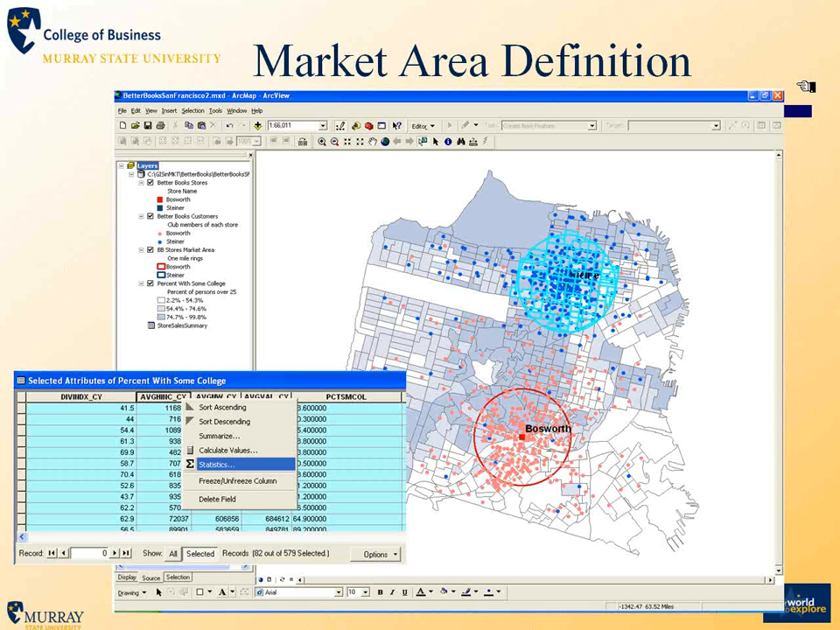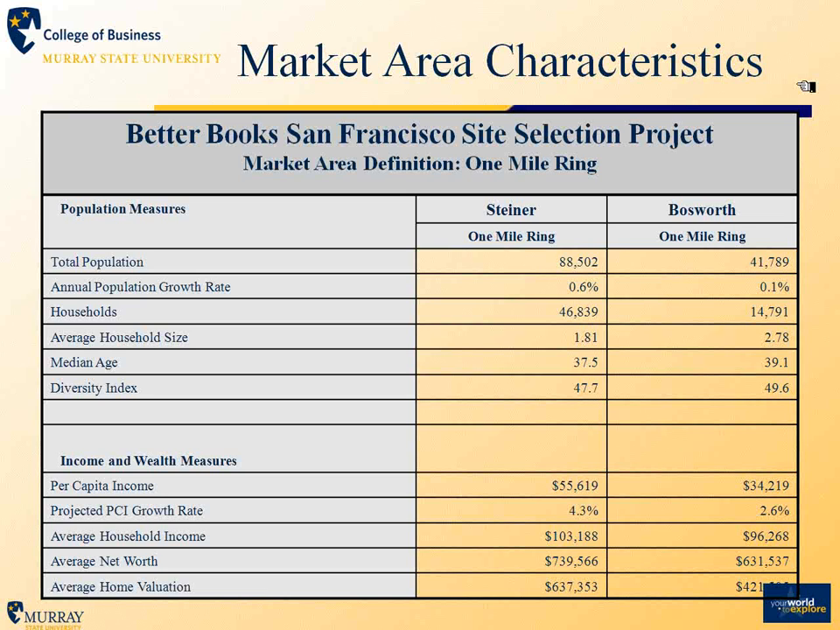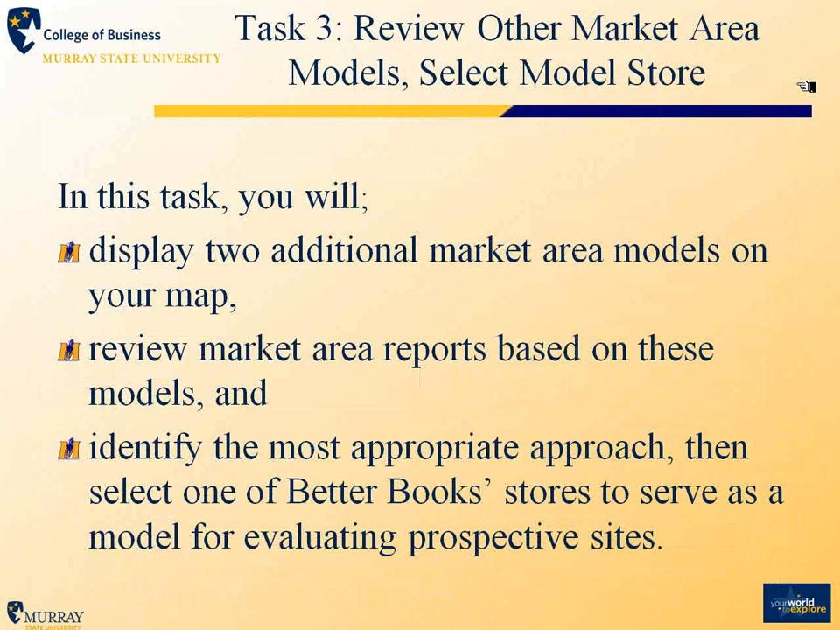So on the right in the map, you see the market area rings and the block groups that are selected for inclusion in the Steiner store, the one at the top, and on the left you'll see the attribute table in which the values for the demographic measures included in the data set are listed for those block groups. And you'll produce a summary table such as this one, which captures the characteristics in demographic and socioeconomic terms of the customers or the customer base who live around that store.